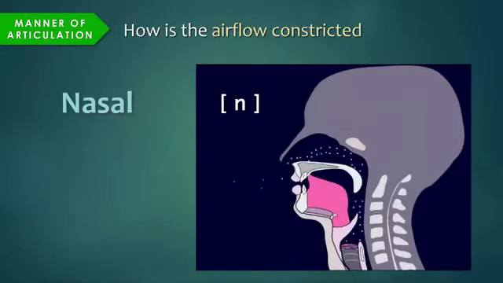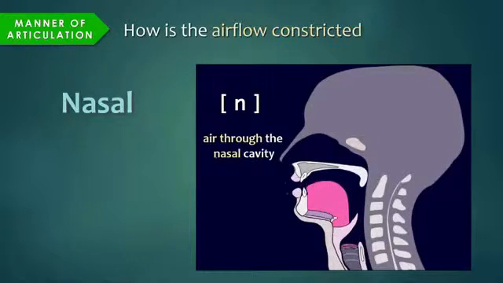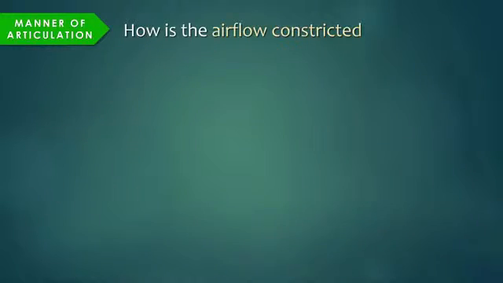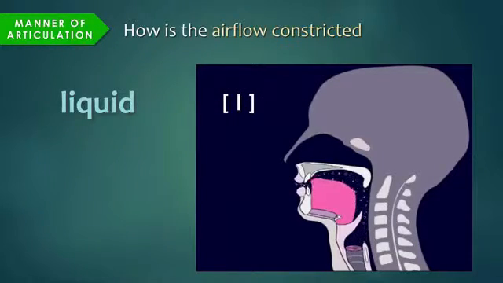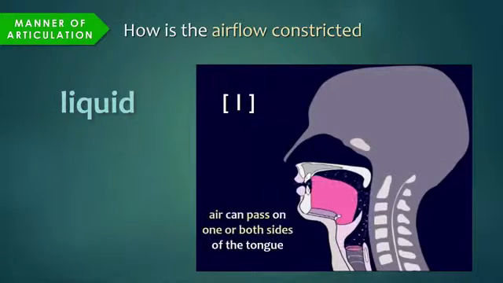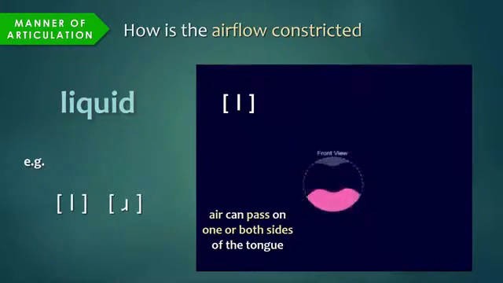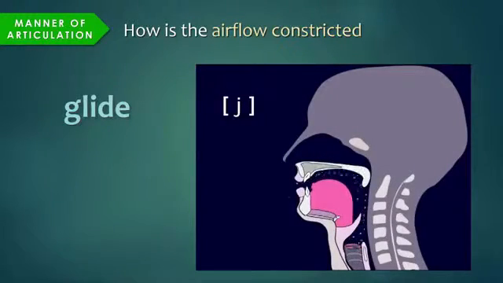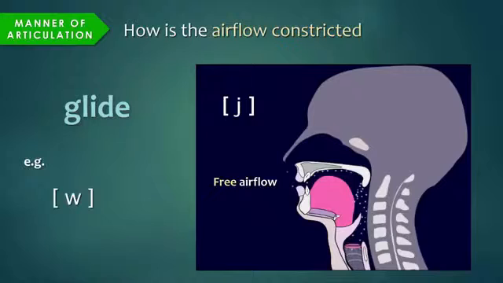Nasal sounds are produced when the velum is lowered, allowing air to pass through the nasal cavity, such as m, n. Liquid sounds are produced by allowing air to pass by one or both sides of the tongue, and the tongue itself can move a lot to shape the sound, such as l, r. Glide sounds are produced with very little constriction of airflow, so little, in fact, that they are often referred to as semivowels, such as w, y.